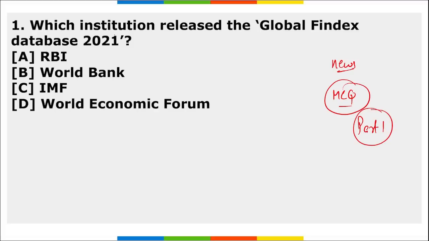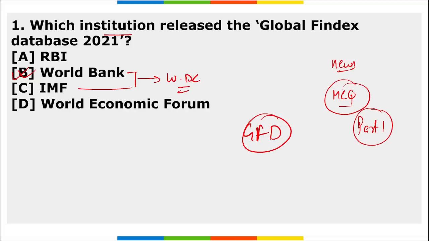It is for quick revision purposes only. First question is, which institution has released the Global Findex database? I repeat, the Global Findex database for the year 2021 was released by which organization? It was released by the World Bank. Where is the headquarters of the World Bank? In Washington, and the IMF, the International Monetary Fund, also has its headquarters in Washington DC. So coming back to the question, the World Bank has released the Global Findex database for 2021.